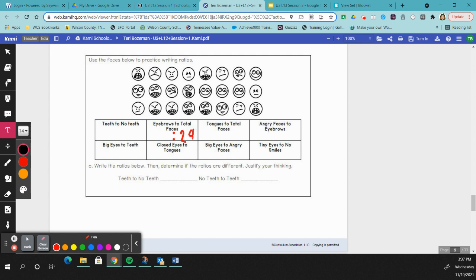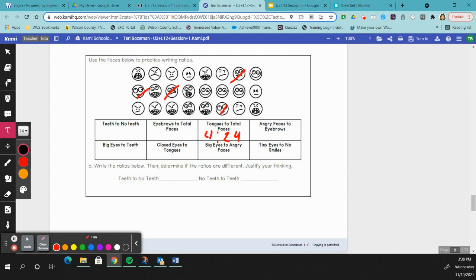But eyebrows, so we have 1, 2, 3, 4, 5, 6, 7, 8, 9, 10. So 10 to 24. And you would keep going in this manner. So tongues to total faces. So let's see, 1, 2, 3, 4 have tongues out of 24 total.